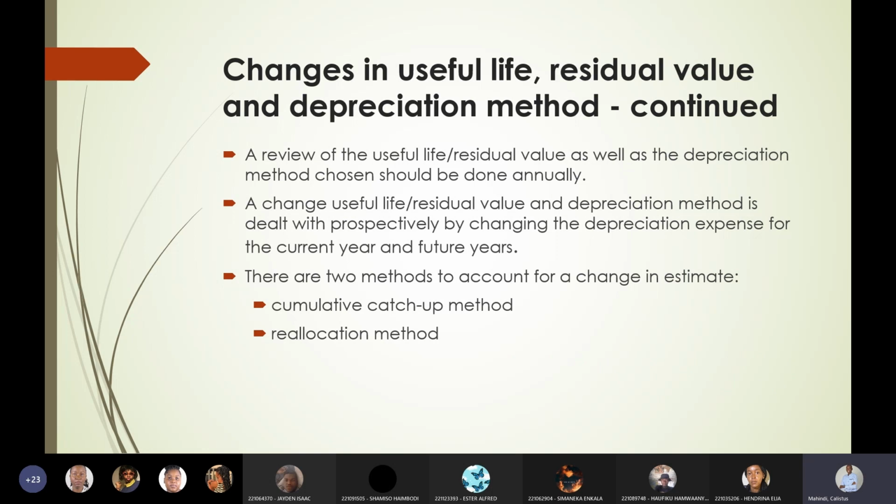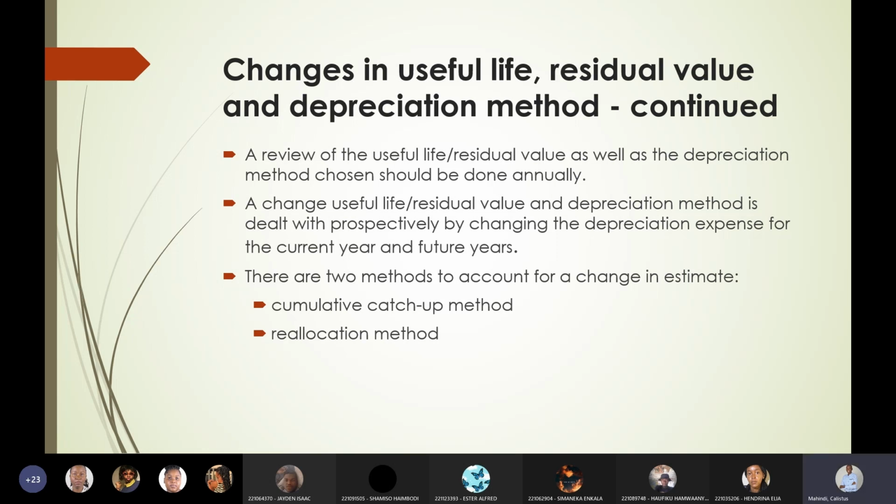So a review of the useful life, residual value, as well as the depreciation method should be done annually. So annually, when financial statements are prepared, you should also review the useful life, residual value, and the depreciation method. A change in the useful life, residual value, and depreciation method is dealt with prospectively, not retrospectively. So it's dealt with going forward, by changing the depreciation for the current year and also for future years. You don't restate financial statements of prior years. You account for the change prospectively in the current year and future years.